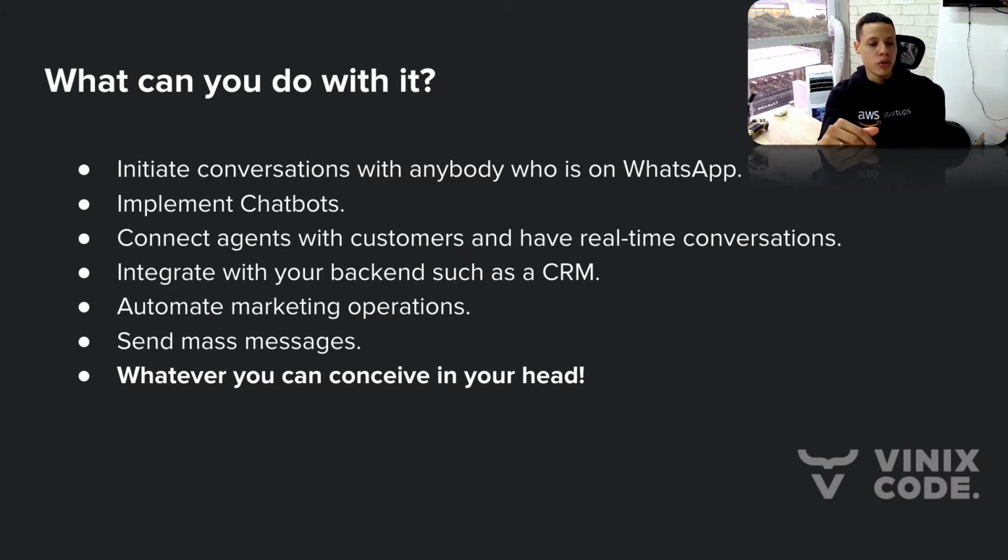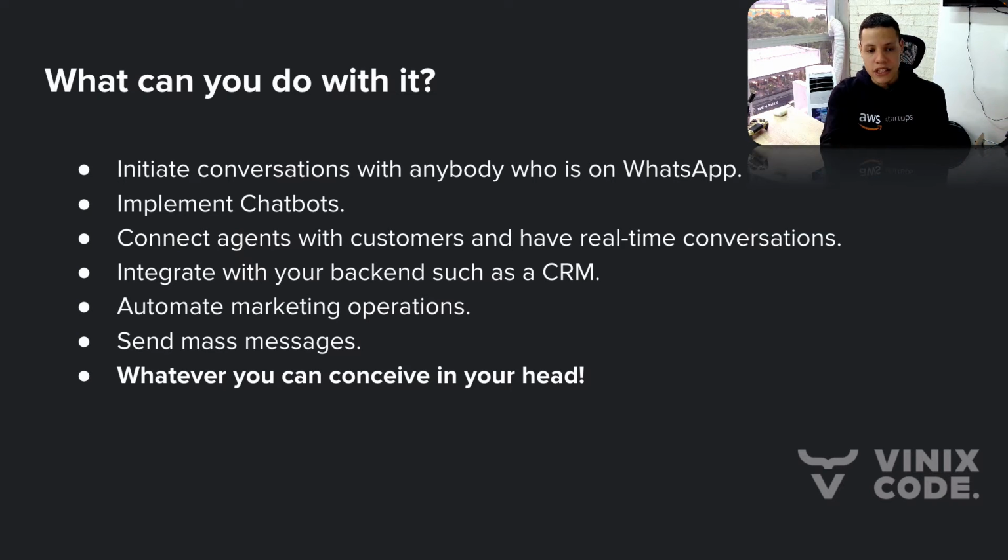Another thing that you can do is implement chatbots. For example, let's say that you want to automate certain conversations with your customers. Let's say someone sends you a message and the first thing that you would like to say is, hey, welcome to my business 123. Type 1 if you want to ask something about your order, or type 2 if you want to cancel your order, things like that. That is a chatbot, and you can certainly build a chatbot using their API.